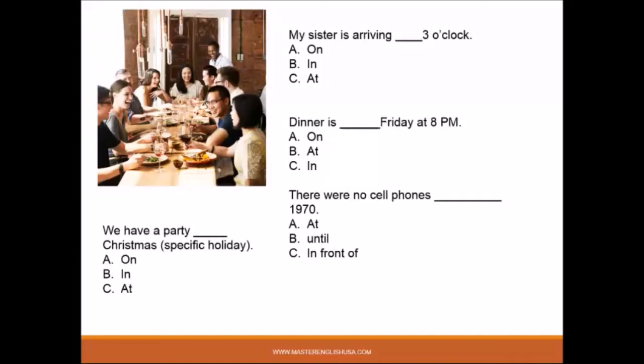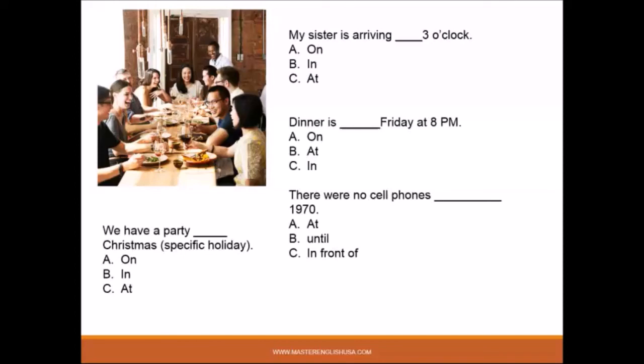Let's talk about some prepositions of time. My sister is arriving on 3 o'clock, in 3 o'clock, or at 3 o'clock. Which preposition would you choose? The correct answer is C, at. At 3 o'clock. My sister is arriving at 3 o'clock. Dinner is on Friday at 8 p.m., at Friday at 8 p.m., or in Friday at 8 p.m. Which preposition would you choose? The correct answer is A, on. Dinner is on Friday at 8 p.m.